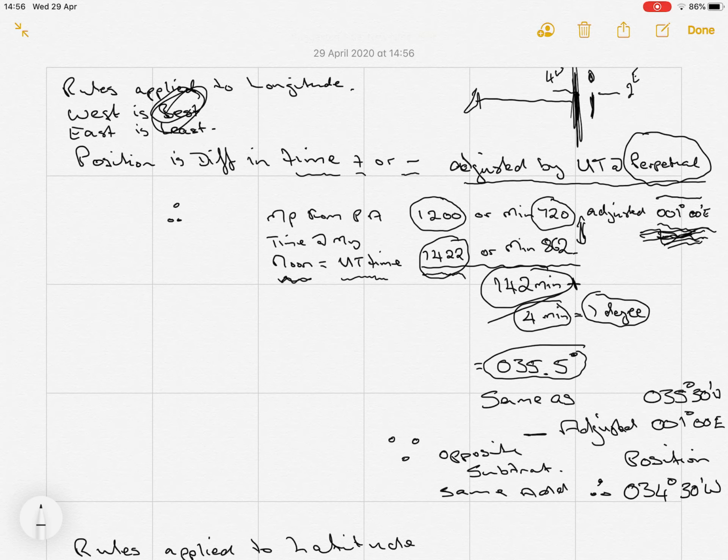Now, that's the same as saying 35 degrees and 30 minutes, because we don't use a decimal for the minutes in our lats and longs position. I need to subtract the adjusted position. So remember, opposites subtract. Same would be addition. Okay, and obviously take the higher number. So I found my position to be 034 degrees and 30 minutes west.